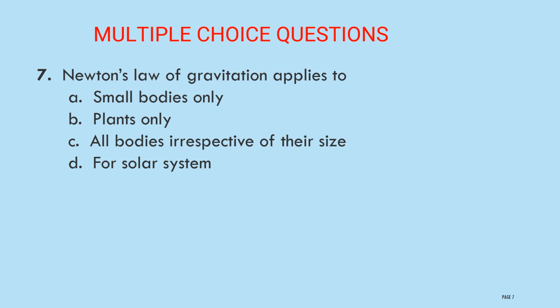Next question, question number 7. Newton's law of gravitation applies to: option A, small bodies only; option B, planets only; option C, all bodies irrespective of their size; option D, for the solar system. Newton's law of gravitation applies to all bodies irrespective of their sizes. Therefore option C is the correct answer.